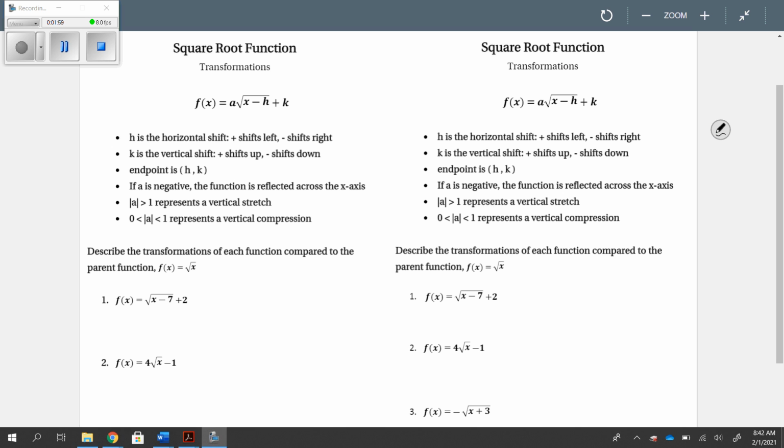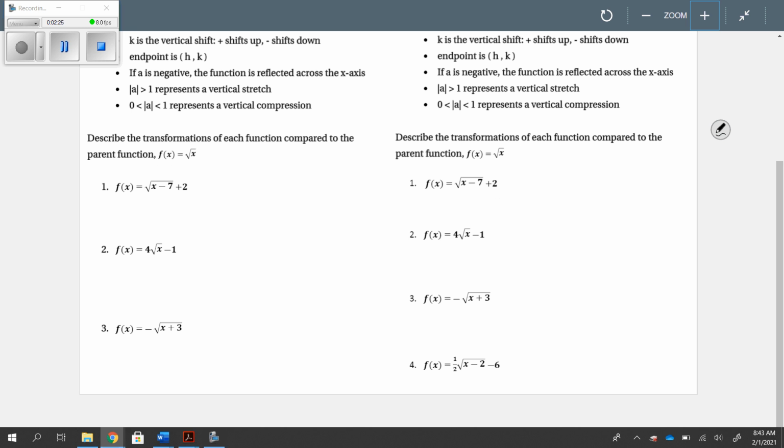Then if a is greater than 1, it's a vertical stretch. But if a is between 0 and 1, it's a vertical compression. So if a is 2, you would say vertical stretch by 2. We know that. If a is 1/2 or 1/3, then we would say it's a vertical compression by 1/2 or by 1/3. Again, this should all sound familiar. Literally, the only difference is how the graph will look, and that it's a square root.